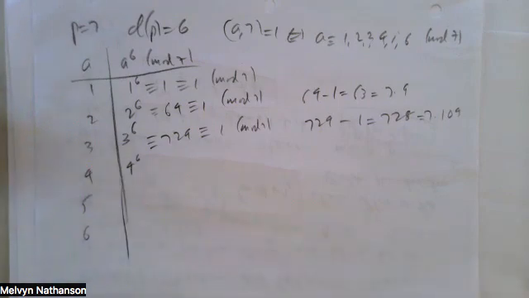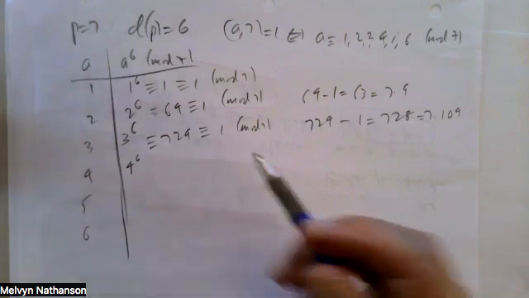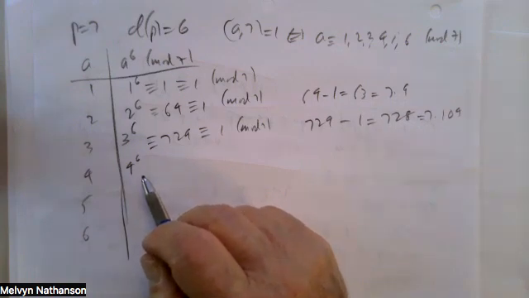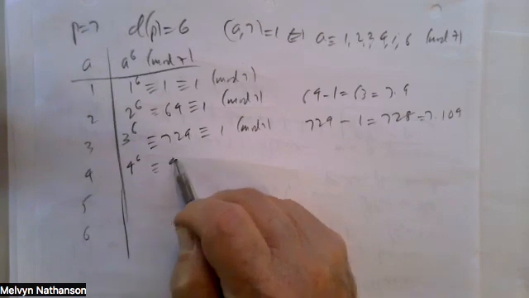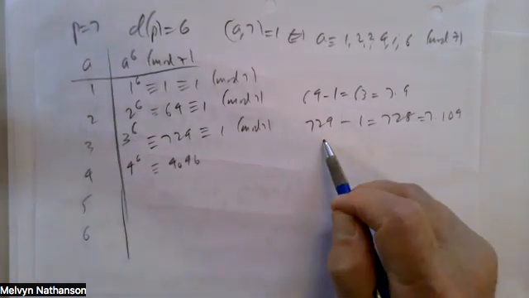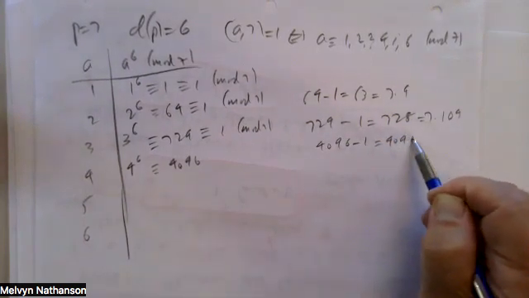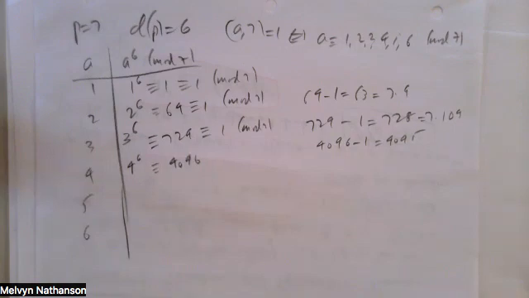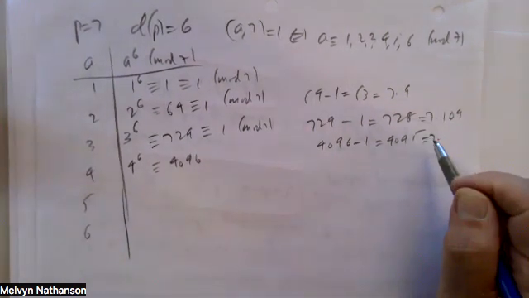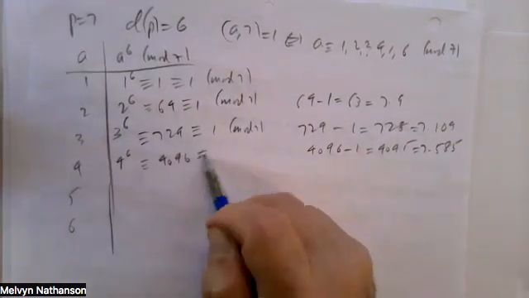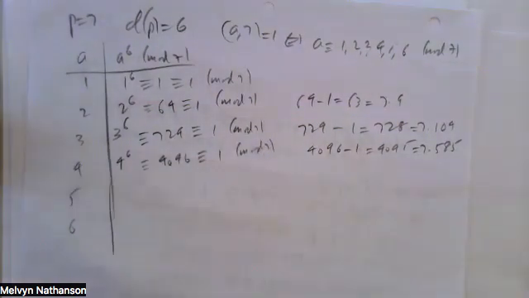What about 4 to the 6th? Well, I could take 4 to the 6th power. Let me just do it. 4 to the 6th is 2 to the 12th, is 1024. I think it's 4,096. 4,096 minus 1 is 4,095. You divide that by 7, you get exactly 585 with no remainder. So this is congruent to 1 mod 7.